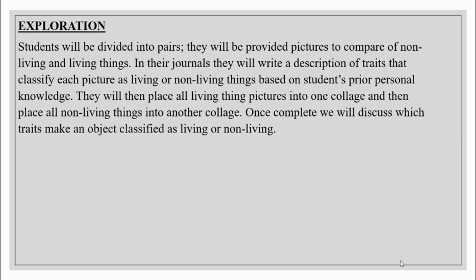For our exploration portion, students will be divided into pairs. They will be provided pictures to compare of non-living and living things. In their journals, they will write a brief description of traits that classify each picture as living or non-living things based on students' prior personal knowledge. They will then place all living thing pictures into one collage and then place all non-living things into another collage. Once complete, we will discuss which traits make an object classified as living or non-living.